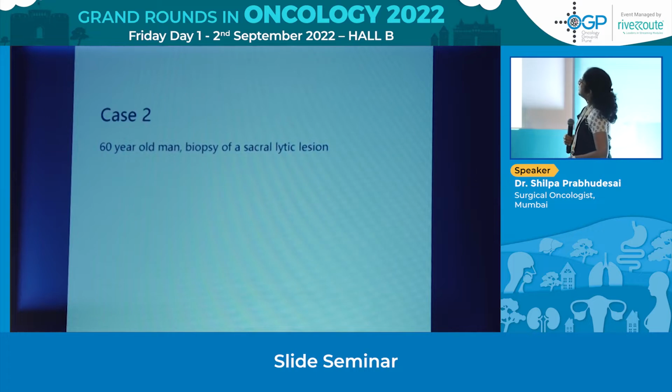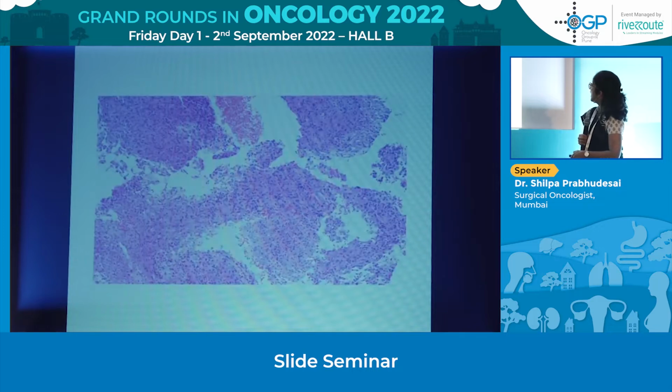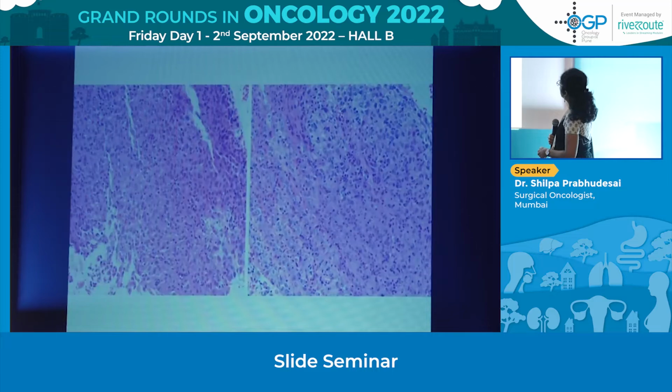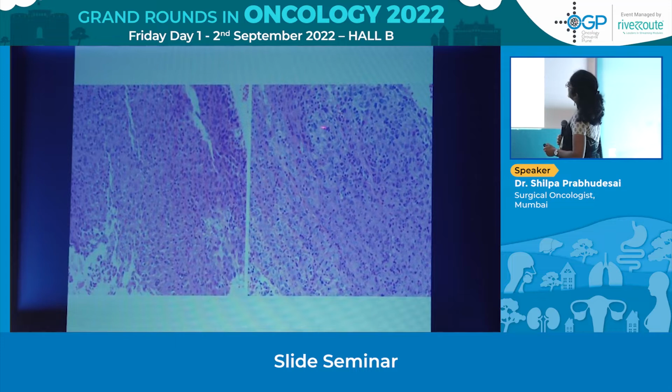The next case is a biopsy of a sacral lytic lesion. This came from a 60-year-old man, and we got a biopsy, and this is how it looked. We can see sheets of cells. Perhaps there are a few cells which look a little larger over here. And on a higher magnification, these are ovoid cells. They're again in sheets. I don't know if you can see the details from there. What is noticeable is also the sprinkling of lymphocytes that is seen throughout over here. Again, some slightly larger cells.